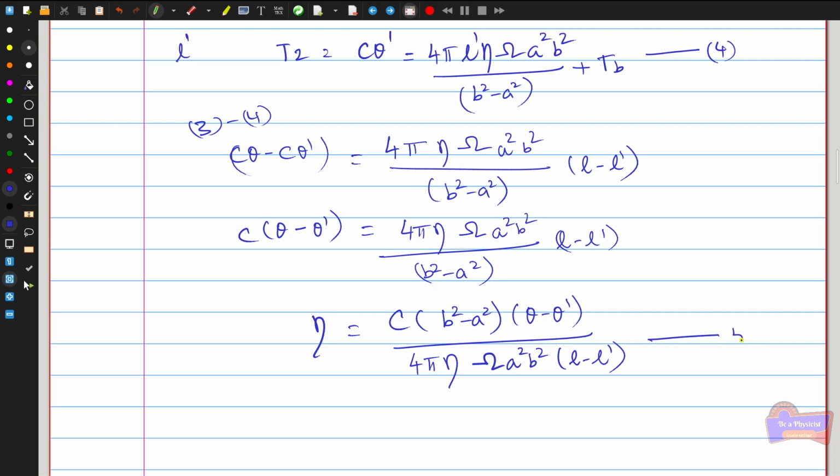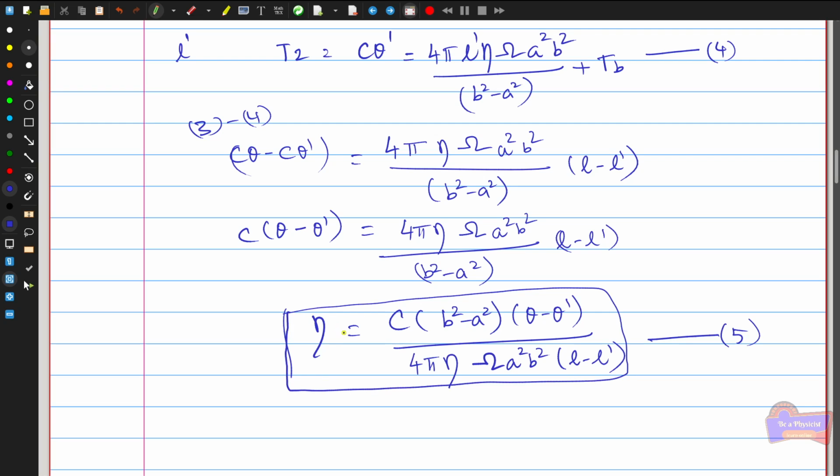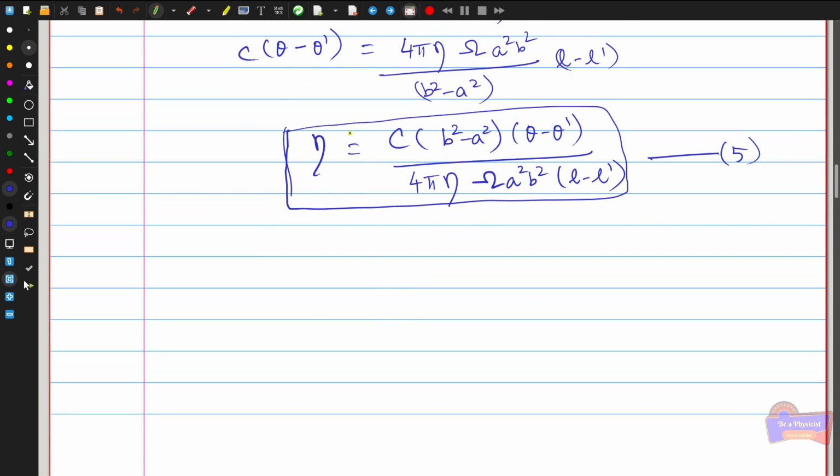So now this is the expression for finding the viscosity of the dense fluid when we are also considering the torque on the inner cylinders. Using this expression, all the other values are constants. A and B are the inner and outer radii, and theta and theta prime we can calculate from the experiment.